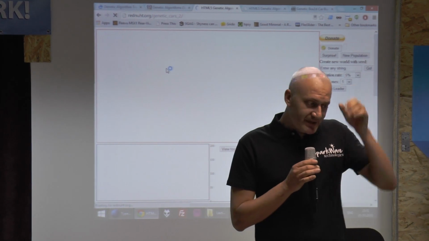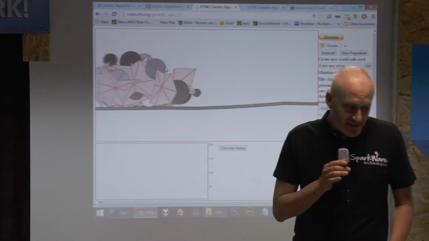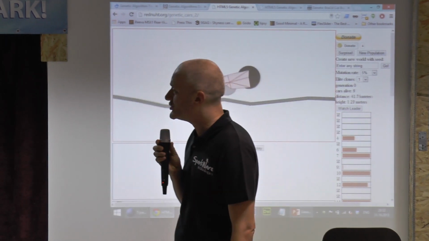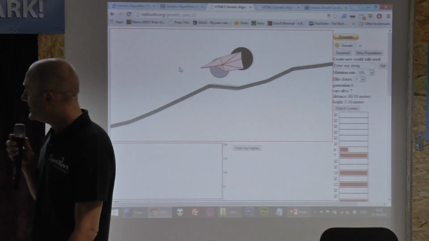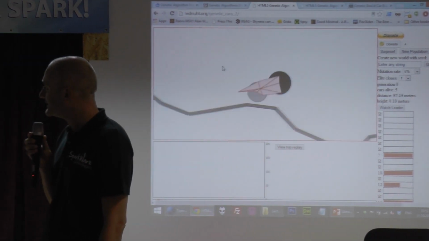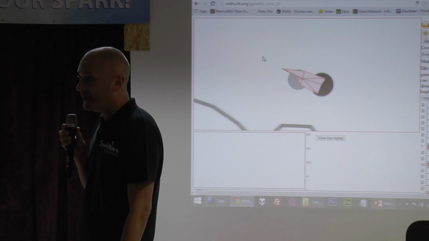This is something a bit more interesting. This is a simulation of how to build a two-dimensional car. And as you can see, it actually struck gold at the first iteration. It found something really interesting. It kind of looks like a bike.